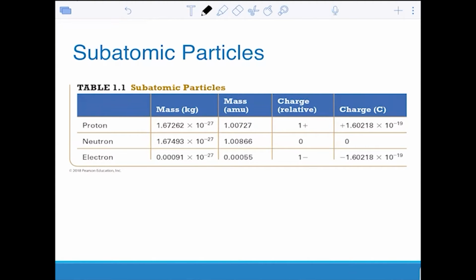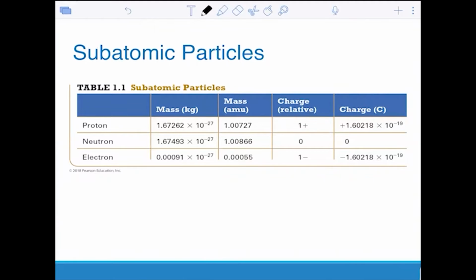Hello and welcome to our video on looking at some more in-depth approaches to the subatomic particles. Where we left off, we just introduced where the subatomic particles were developed, how they were experimented on, and how they were discovered. The three subatomic particles that we discussed are the proton, the neutron, and the electron.